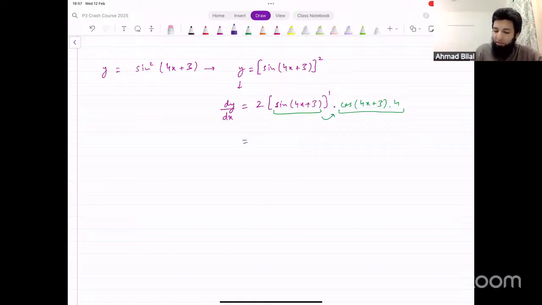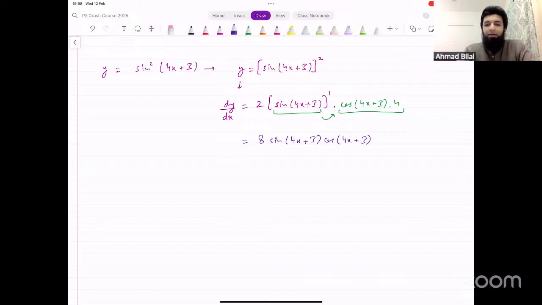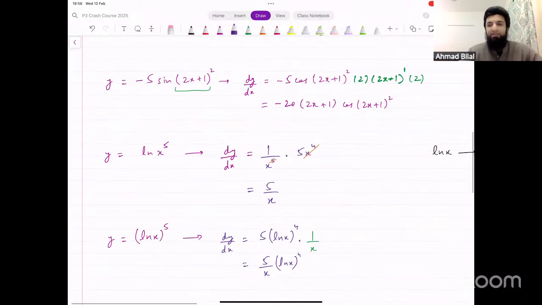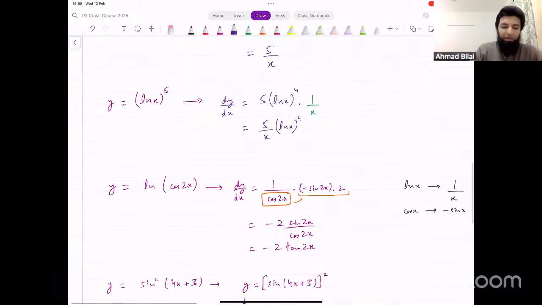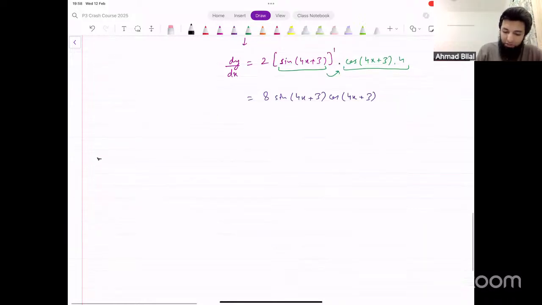That will give us 2 times this 4, that's 8, times sine of 4x plus 3 times cos of 4x plus 3. That's the derivative that we're getting in this case. Does this make sense to everyone? This is as complicated as it could get as far as a function inside another function is concerned. So whenever you have something like this, what you do is you start differentiating from the outermost function. Okay? Yes, Saad.